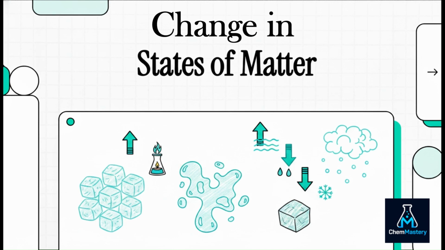When we look around, matter seems pretty stable, right? Ice is hard, water flows, and the air is just there, invisible. But the truth is, the physical state of any substance is really just a temporary condition. It's completely at the mercy of its environment. So today, we're going to unpack exactly how that whole process works.